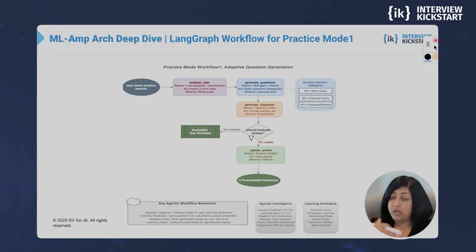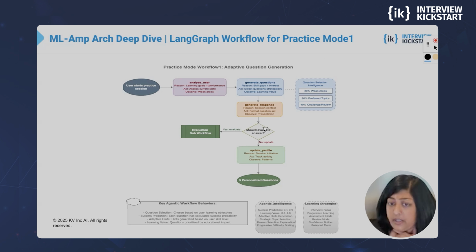All of this is happening autonomously, by the way. This is all happening through agents. There is no user or learner interaction in any of these steps, right? The user is just involved here, and they start the practice session. All of this goes on dynamically. It's all being done by the couple of agents that are working here.